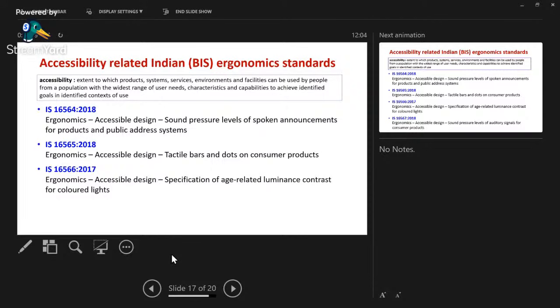Then we have one for the age-related luminance contrast of colored lights. As your age progresses, your color discrimination reduces. So if you have color coding or color lights, if you're trying to convey information through colors for different age groups, for example color coding something in a kitchen that older people are going to use, what should be the difference in contrast and luminance so that older people can discriminate these things, especially if the information is of a safety-related nature?